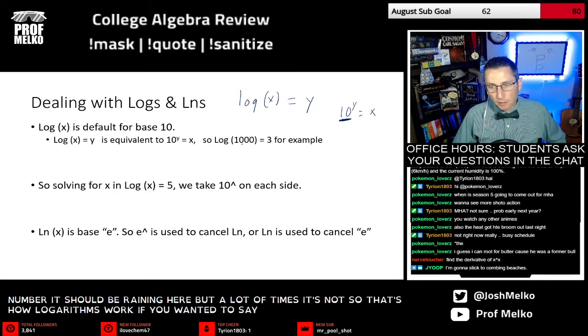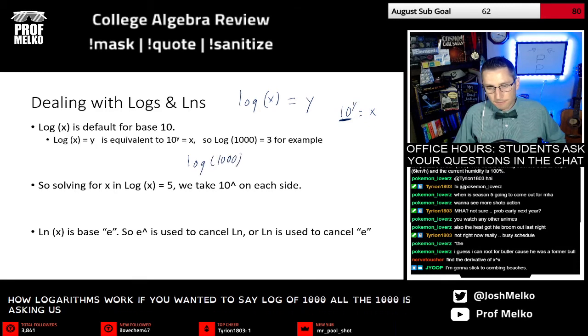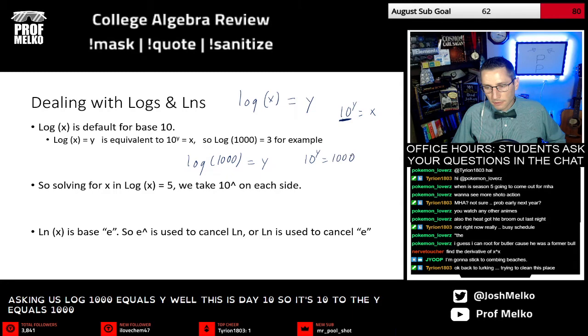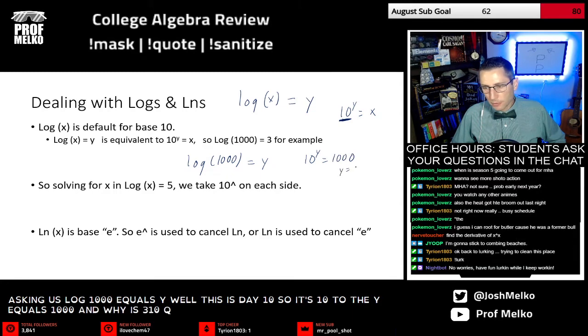If you wanted to say log of 1,000 is asking us, log 1,000 equals y. Well, this is base 10, so it's 10 to the y equals 1,000. And y is 3. 10 cubed equals 1,000.